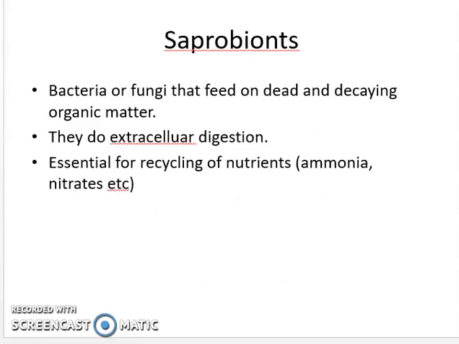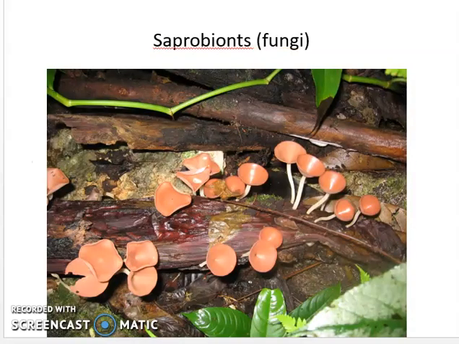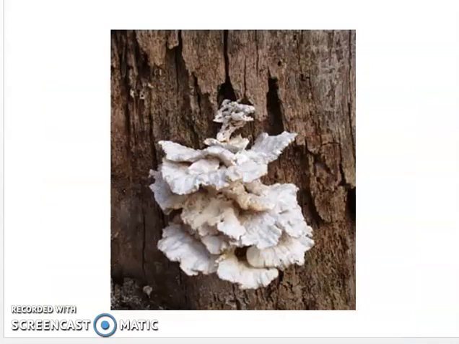These are the saprobionts, if I spoke about these at all previously. These are bacteria or fungi that feed on dead and decaying organic matter. So they do extracellular digestion. They do not excrete, they secrete enzymes onto the matter around them. They break down those large molecules into smaller ones, they absorb them, and some of them stay in the soil as well. It's essential for the recycling of nutrients, things like nitrates, for instance. So some lovely pictures. We see this on trees, rotting trees, fungi are bringing that about, saprobionts, like so.